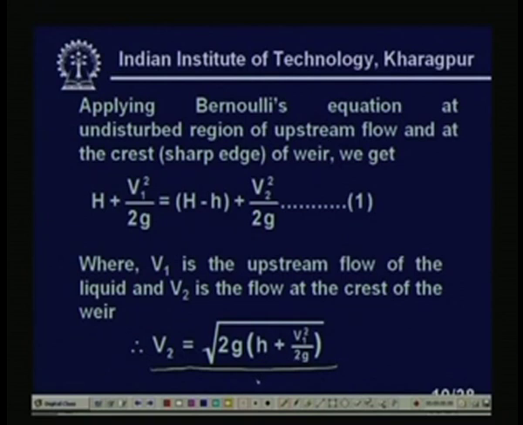Now, in most cases you will find that V 2, the speed at the crest, will always be very large, as we have seen. Those who have observed near a dam, especially at a lock gate, will find that when the water is flowing just above the lock gate, the speed of the water is very high compared to the calm upstream flow. So, I can obviously tell that V 2 will be much higher than V 1.